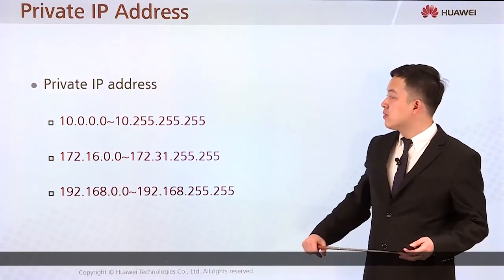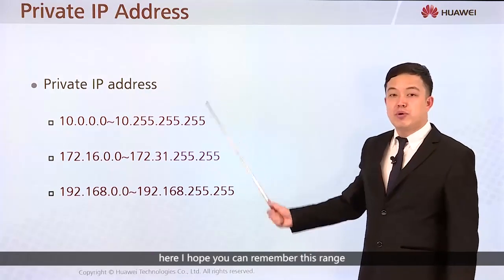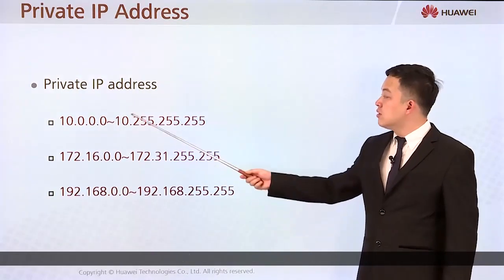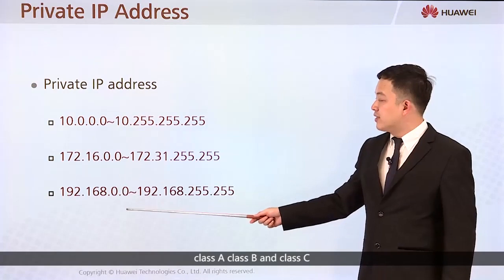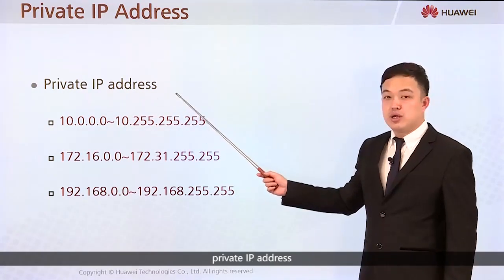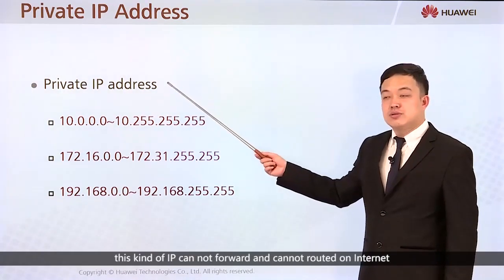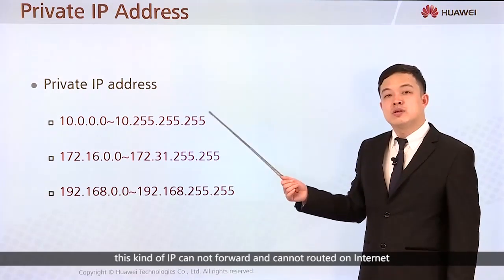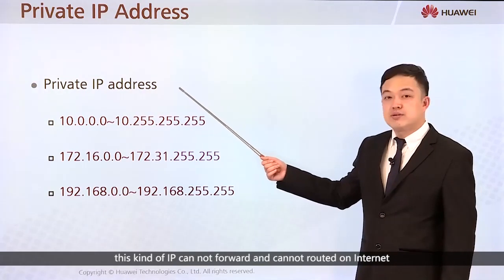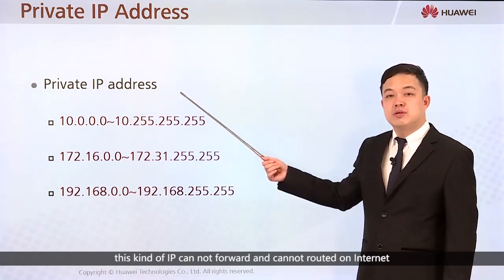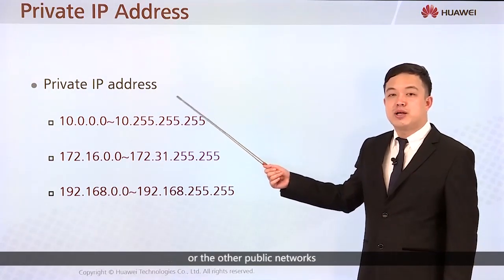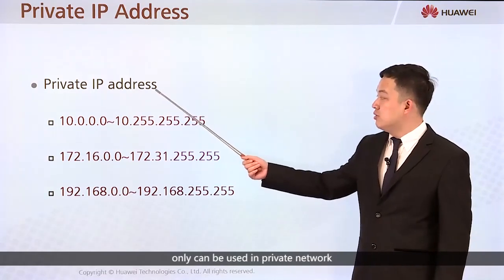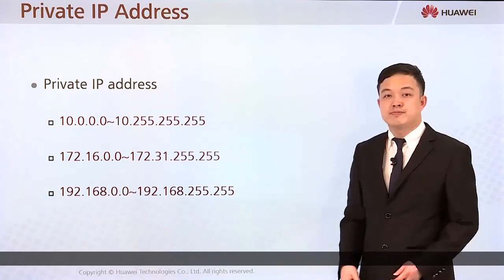Private IP addresses. Here, I hope you can remember this range. Class A, Class B, and Class C private IP addresses. This kind of IP cannot be forwarded or routed on the internet or other public networks. It can only be used in a private network.